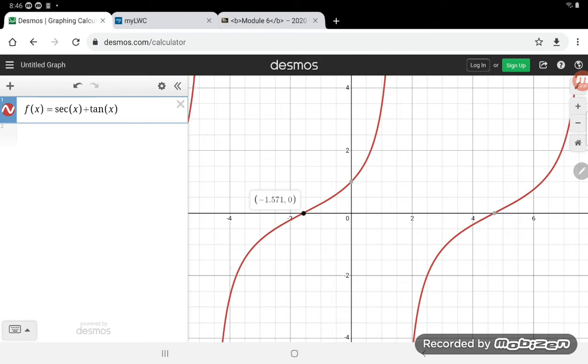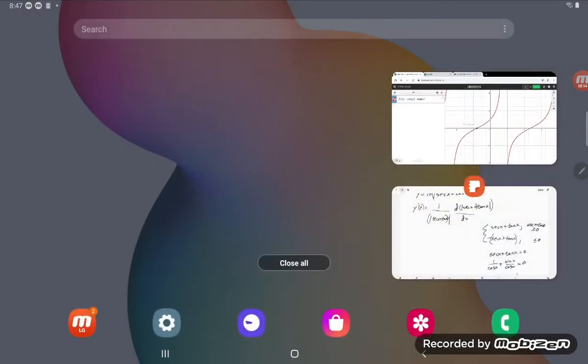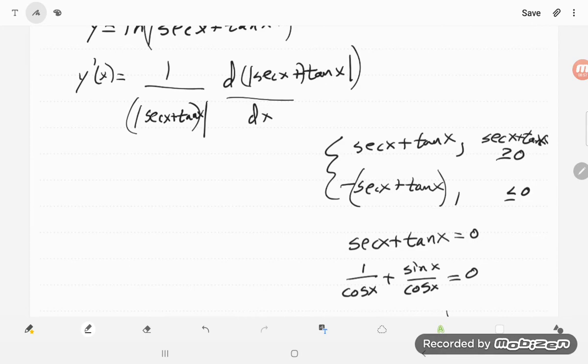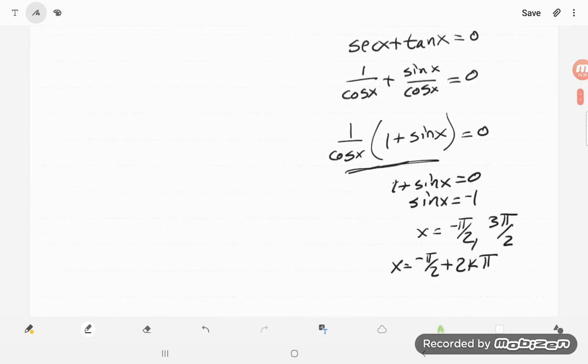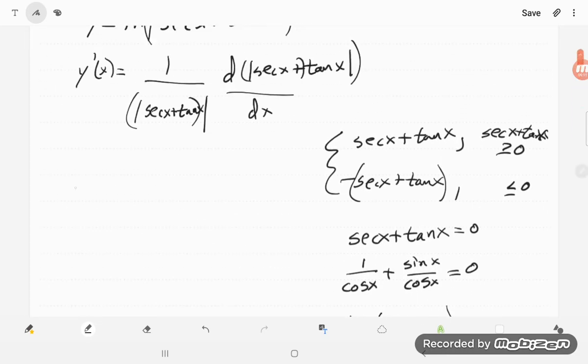Okay, so let's see. We want that derivative. So I guess I can just take that derivative as long as I'm in between my minus pi over 2 and pi over 2 and so on. And so going back to all that, I'm just going to go ahead and do that derivative, that absolute value part.